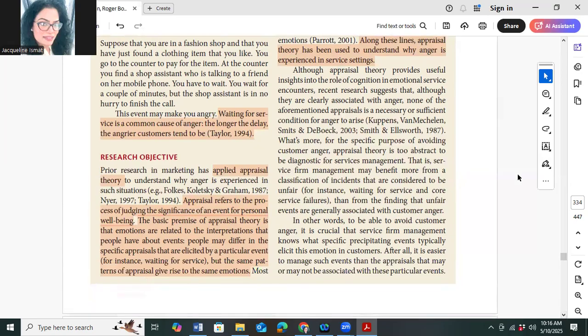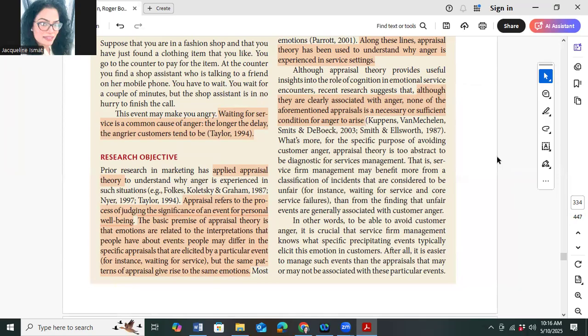The present theory provides useful insights into the role of cognition, emotional service, and counter. Recent research suggests that although they are clearly associated with anger, none of the aforementioned appraisals is a necessary or sufficient condition for anger to arise. Anger theory, appraisal theory support तो करती है इस चीज को.